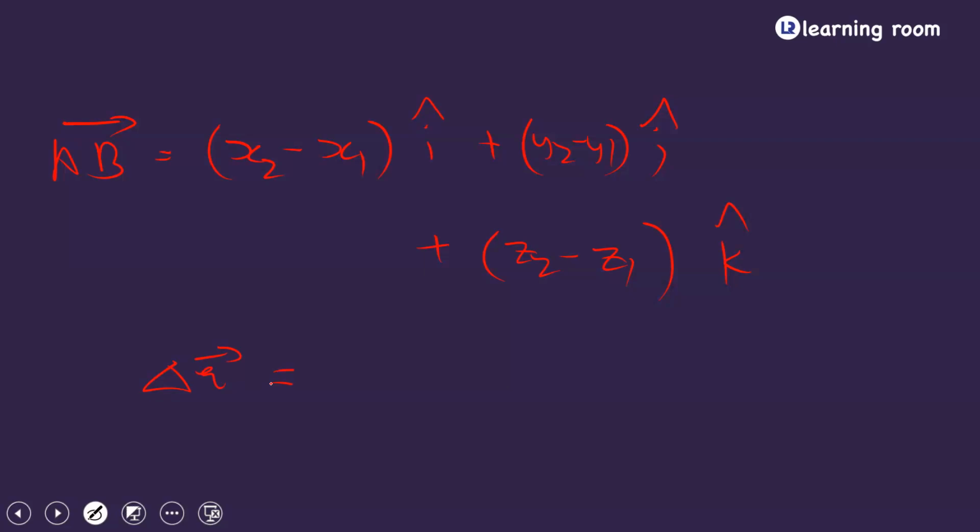So can I write my change in R as delta R? And what will this be? Delta refers to change in something. I can just write it as delta x, change in x, x2 minus x1. Delta x means change in x. What is the change in x? Delta x, x2 minus x1, is the change. That's all.